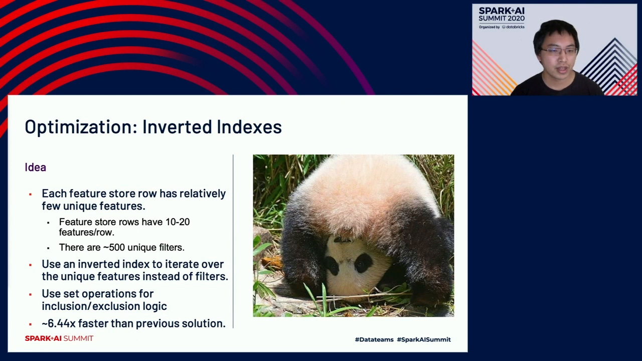And it turns out we can apply one more trick of using set operations for the inclusion-exclusion logic. I'll go into a little more detail on the next slide. But again, this is really, really powerful for our data set. It makes things about 6.5 times faster than our previous solution.